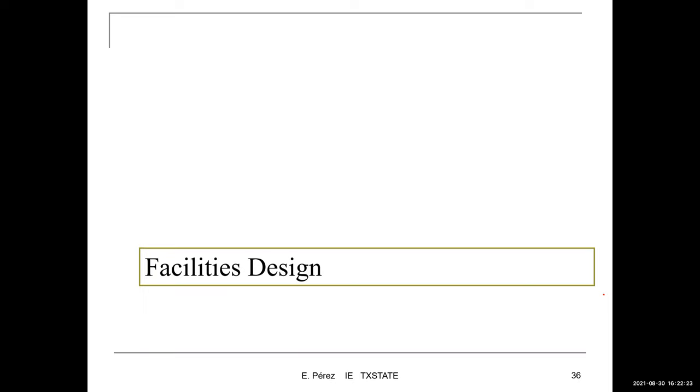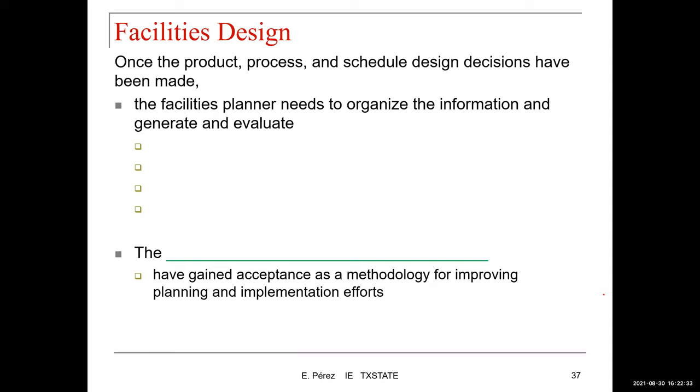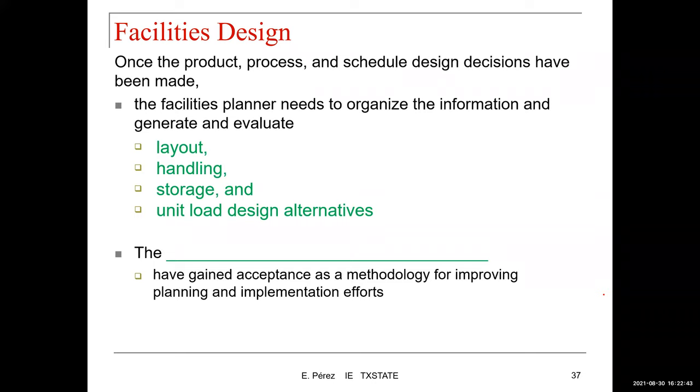So what will happen once you get all this information about product, process, and schedule design? Once those decisions have been made, the facilities planner needs to organize the information and generate and evaluate layout, material handling, storage, and unit load design alternatives. And that's what we are going to start learning from now on. So now the process begins in terms of organizing the information and evaluating the layout options, the material handling, the storage, and the unit load design alternatives.